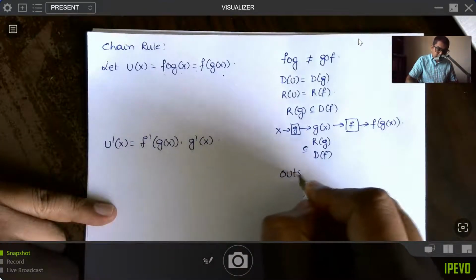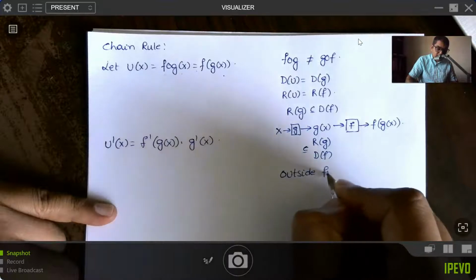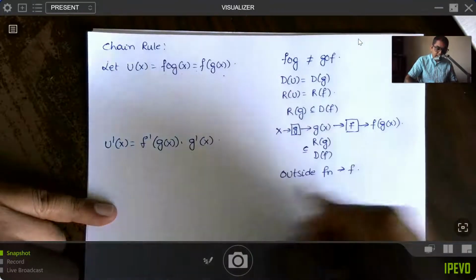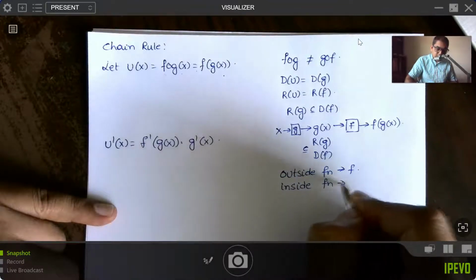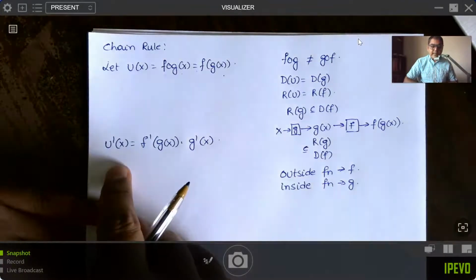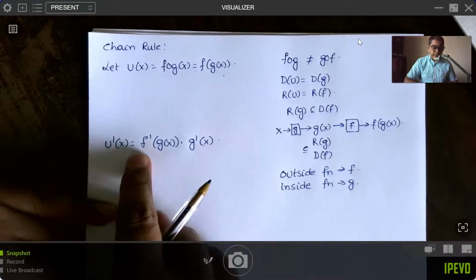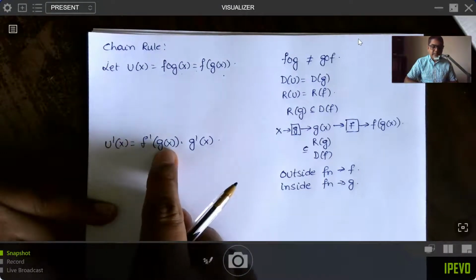Here, of course, you have two things. One is the outside function. The outside function here is the function f. Then there is also an inside function, and the inside function is the function g. So the chain rule states that u prime of x is the derivative of outside evaluated at inside times the derivative of the inside function.